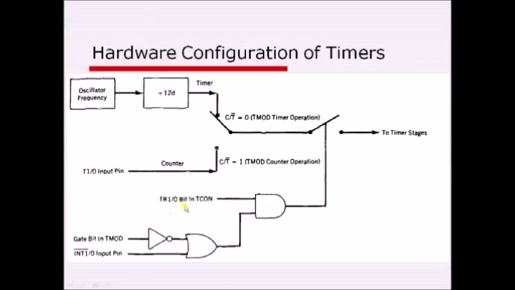Now if this TR bit is 1, the output of this AND gate is 1 and this switch gets closed. If this TR bit is 0, then the output of this AND gate is 0, therefore the switch will be open. So this is how the hardware present inside the 8051 for timers works, for timers to act as a counter or else to act as a timer.